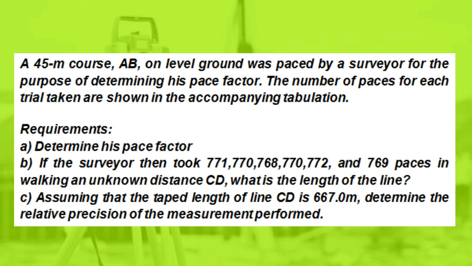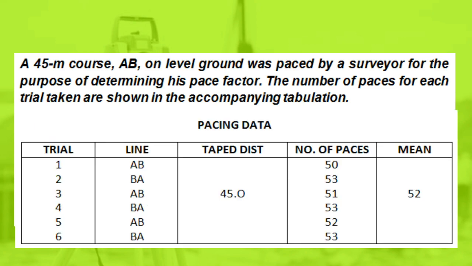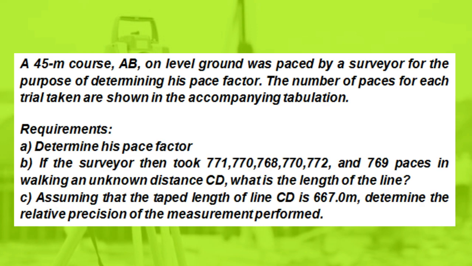A 45-meter course, AB, on level ground was paced by a surveyor for the purpose of determining his pace factor. The number of paces for each trial taken are shown in the accompanying tabulation. Requirements: A. Determine his pace factor.